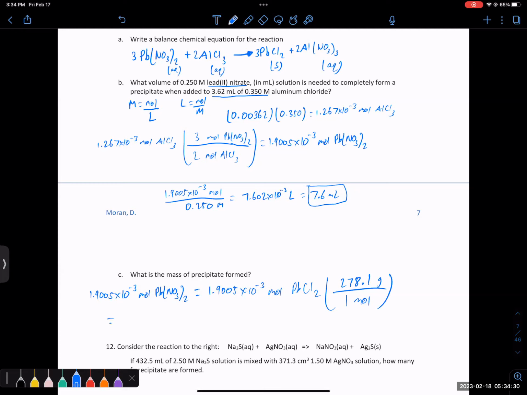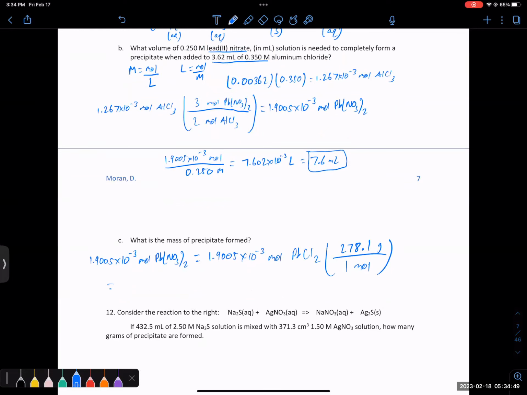Something I'd recommend when you're doing these problems: get a molar mass calculator. When I did my problems, I Googled molar mass calculator and just put in my elements. Or if I was feeling particularly lazy, I put in all my molar masses to the nearest integer and worked from there. Some shortcuts. All right, if you solve that out, you will get 0.529 grams of lead two chloride, PbCl2.